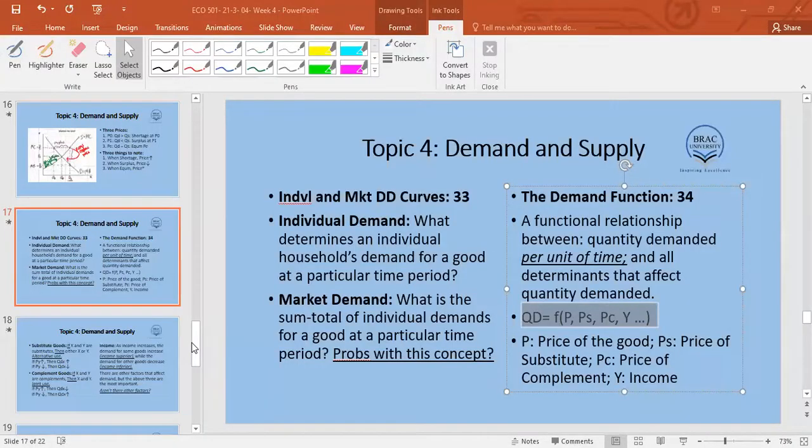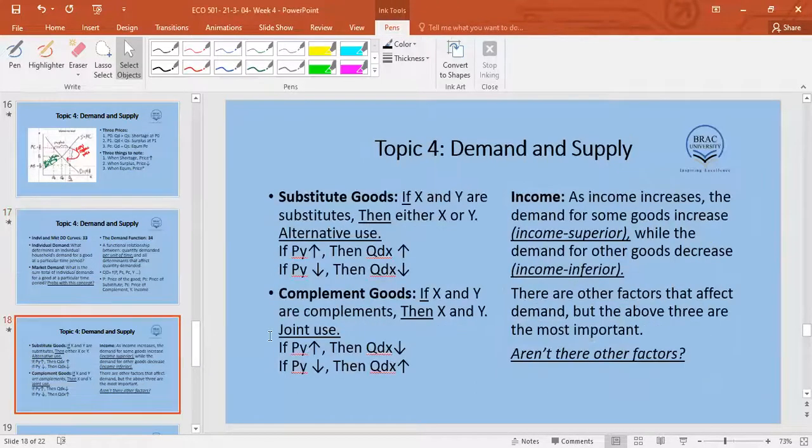Similarly, there are substitutes and complements. Have you heard these two terms? Substitute goods, complement goods? Yes, sir. Okay. How do we define a substitute and a complement? Let me see. You can answer now. If two goods are substitutes, X and Y, what is the relationship between them? Do we consume them at the same time, or do we consume one or the other?